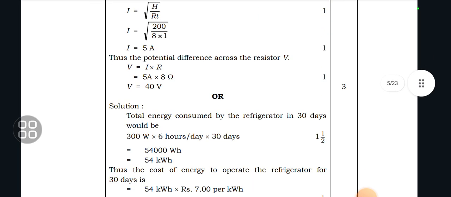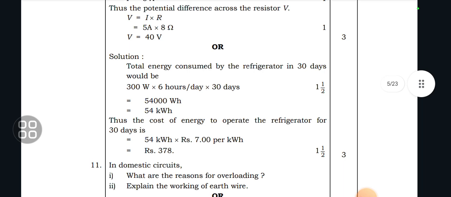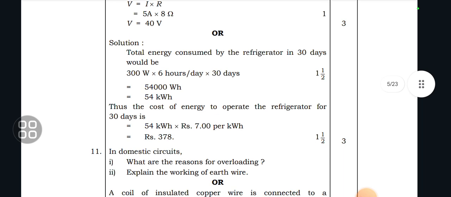Let's see the second question. Thus the potential difference occurs here. You can see how they have solved it in a systematic way. So you should solve in a systematic way to score better marks or good marks.